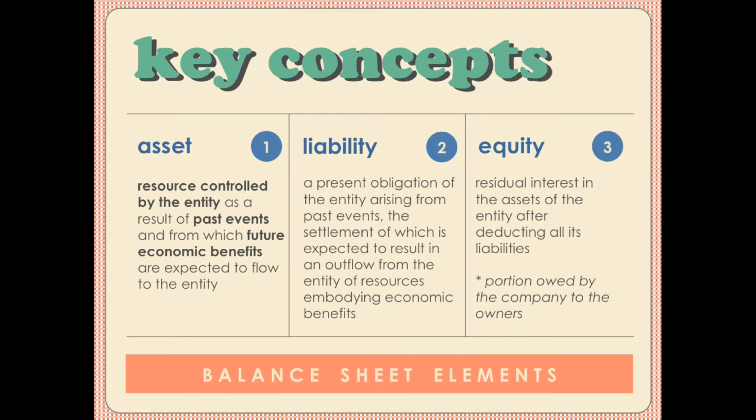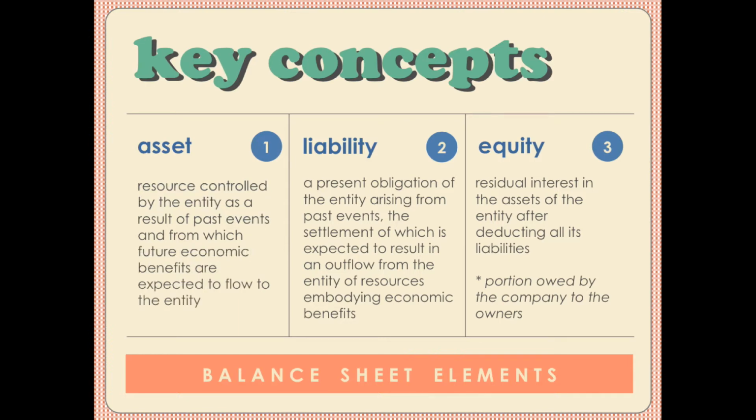Second, it is a result of past events, meaning you obtain the asset because of an event that has already occurred, and the receipt of the asset is not based on a future event which may or may not happen. Third, future economic benefits are expected to flow to the entity. This means that in some way, the company is expected to benefit from the use of that resource.